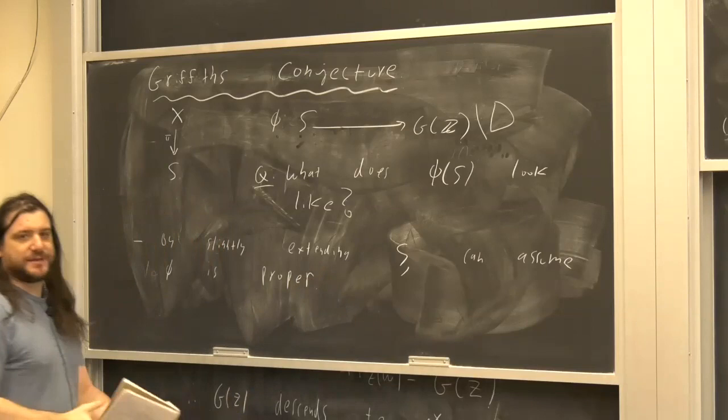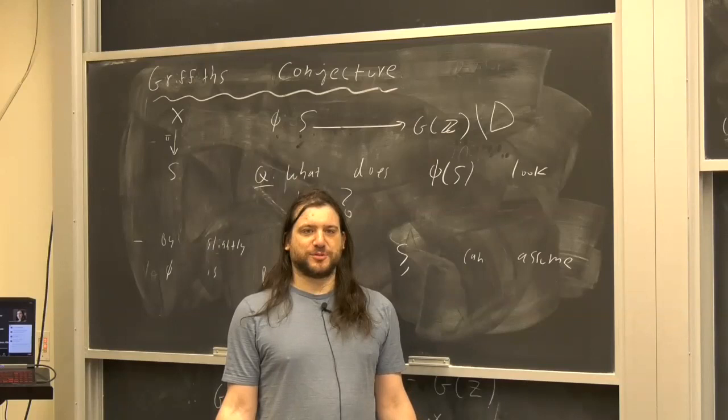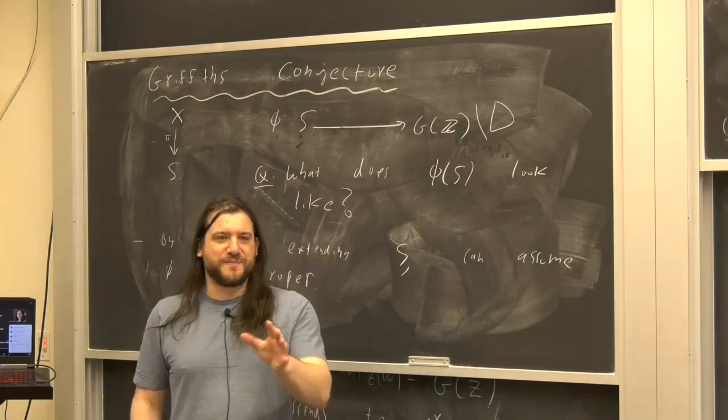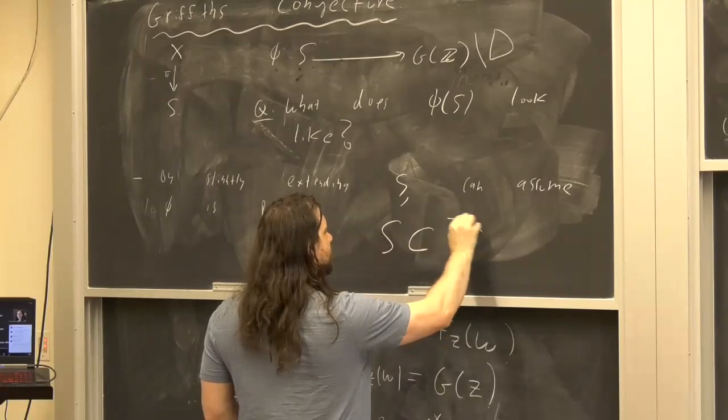What does this mean? Of course, in general, phi might not be proper. For example, consider the family of elliptic curves on the modular curve minus a random point inside. Then the map will just be the inclusion from the modular curve minus that point to the full modular curve. That's not proper, but it's not proper for a silly reason, because you've manually taken out a point. So what you do is you consider S inside S bar.